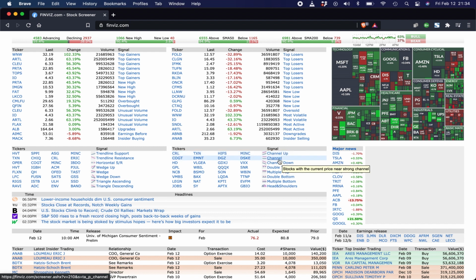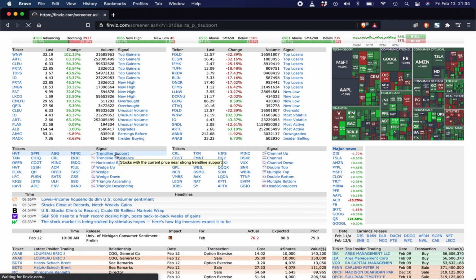Again, channel is similar to the horizontal support and resistance, and channel down is stocks with the current price near strong channel down pattern. Again, in each of these patterns you will see the support and resistance, and you can build strategies to either go long or go short. So let's go through one by one. So let me click trend line support.